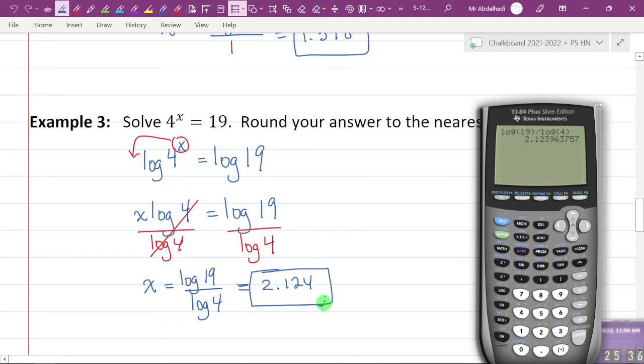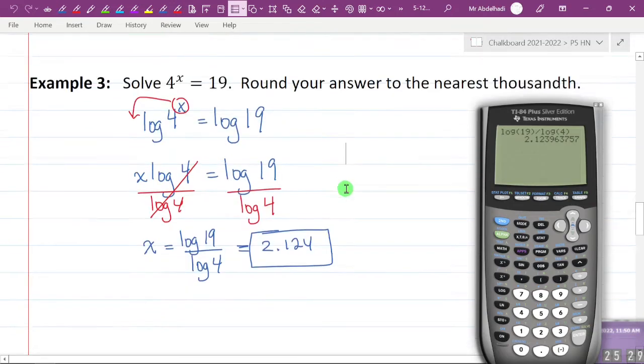Whether or not it's correct, that's a different story. But it definitely doesn't need to be checked for domain, okay? All right, that was that example. Let's go on to the next one here.